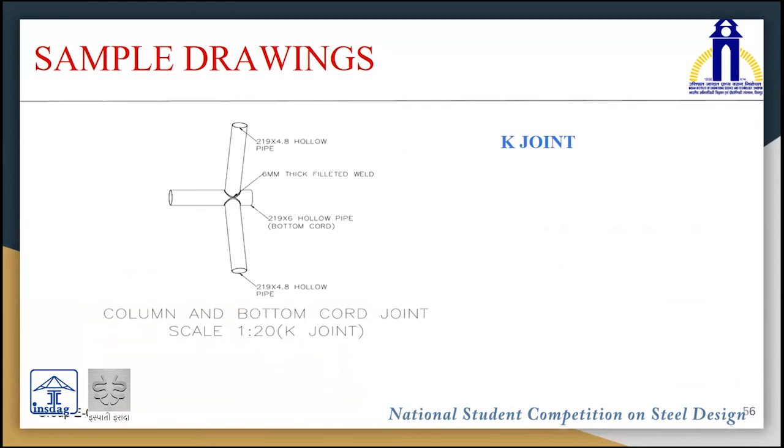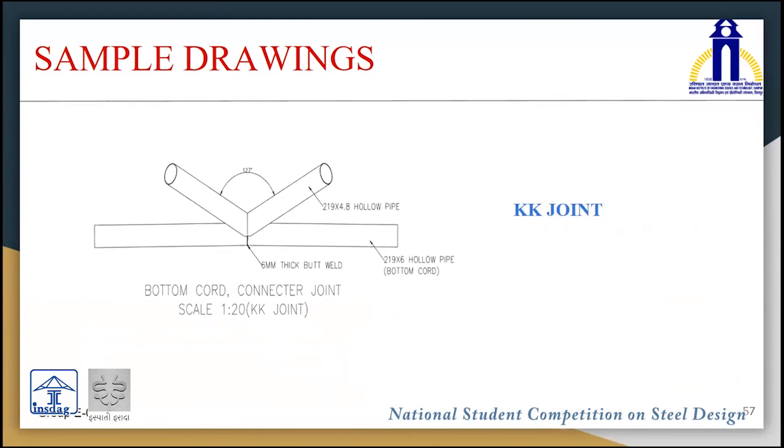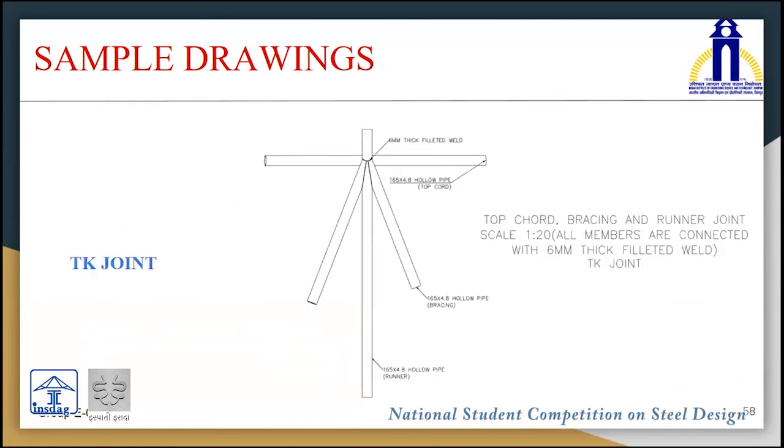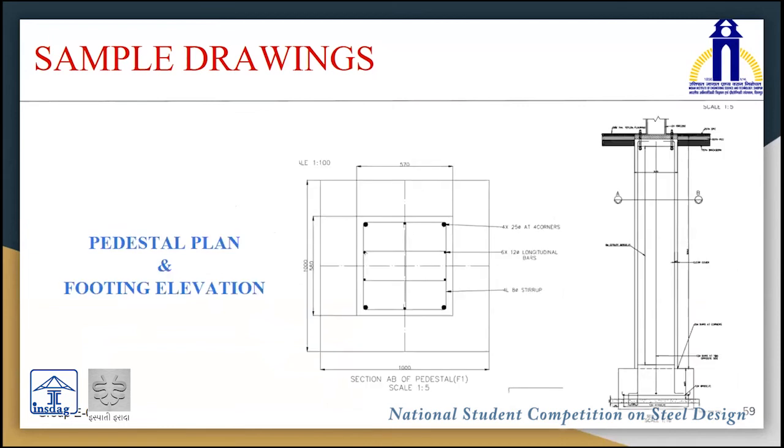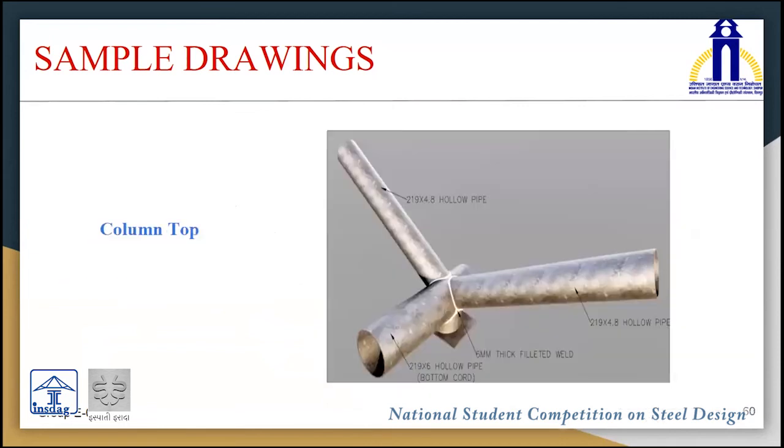Now we will see some joints. This one is a K joint. This one is a double K joint. This one is a TK joint used in the structure. This is the pedestal and footing. And this is the column top. This will be joining the column top as well as the roof structure.